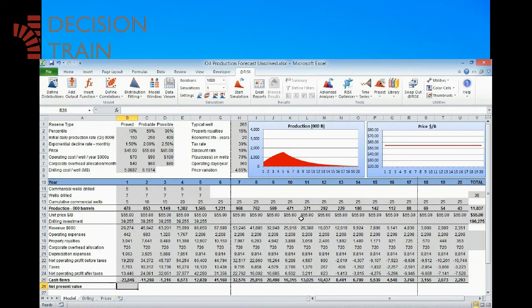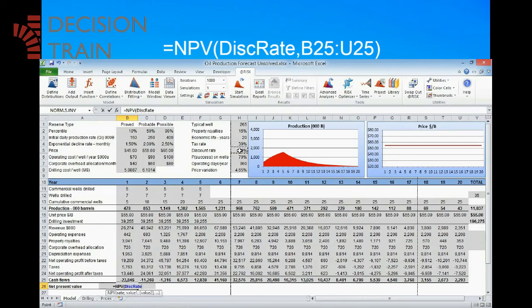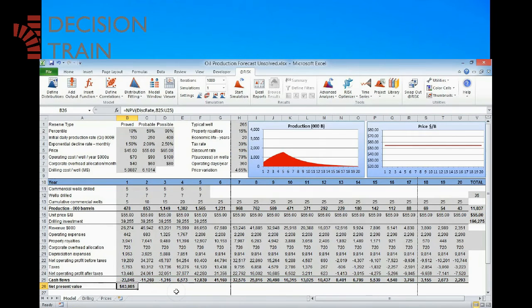78. On cell B26, we calculate net present value with the formula. Equals NPV, open parenthesis, disc rate, comma, B25:U25, close parenthesis. Disc rate is a previously named cell H5. To validate, if the dice icon button is turned off at this moment, the expected value shown on cell B26 should be $63,985. This is the net present value that would be calculated if every cell in the model would remain at its expected or mean value.